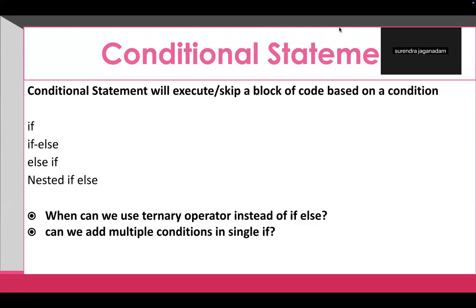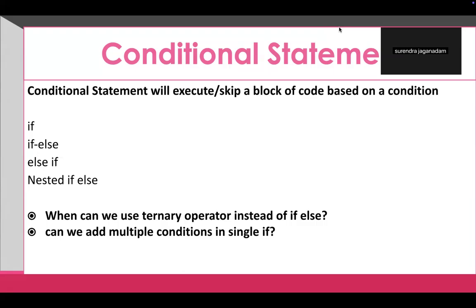When exactly can we use these conditional statements? Basically, I want to execute some portion of code based on the outcome of a certain condition. If this person's age is greater than 18, then only allow him. If your salary is greater than 10,000, then only you can apply for a loan. So these are the conditions. If the user is logged in, then only perform the further operations. So these are the various types of conditional statements that we have.